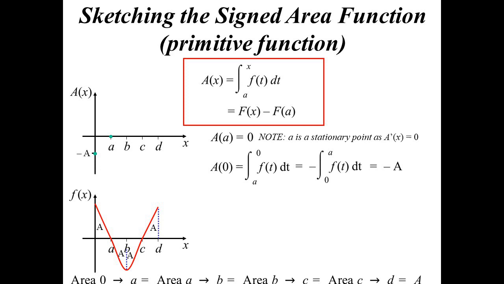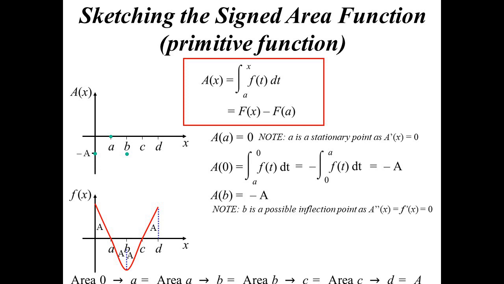Let's work out B. Area B turns out to be negative A. Why? Because it's function B minus function A. What is function B? Going from A to B, the area is A, but it's underneath, so it's negative A. So that's from A to B, and that's what we want, isn't it? Because our formula says what is it going from A to B. So I can plot that.